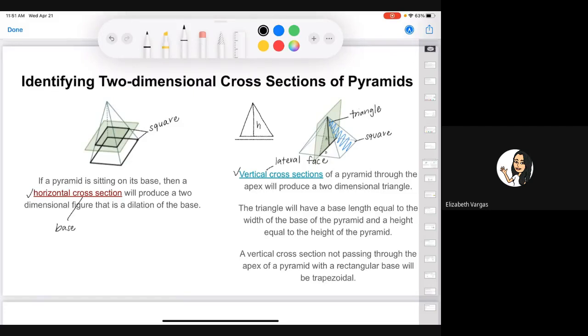A vertical cross-section not passing through the apex of the pyramid with the rectangular base will be trapezoidal. So if it doesn't cut the square pyramid directly down the middle, then we'll get a completely different shape. We'll get a trapezoid. Okay. We'll get a trapezoidal shape if it does not cut it directly down.